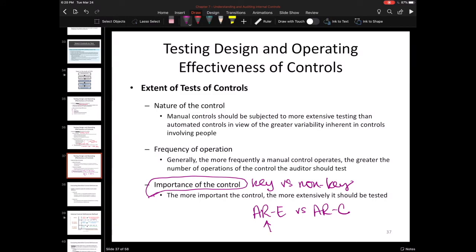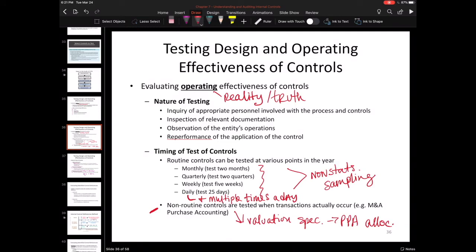And the nature of the control also plays into this. So manual controls are going to be tested much more heavily than automated controls. And remember, we talked about this in Chapter 6. We were saying, hey, if an IT system, if we conclude that it's not reliable, then we have to test all the outputs of the system as if they were manual controls too. And frequency of operation. So the more frequently it happens, usually the more we have to test it. We see that over here on this slide, right? The more frequent controls, we're testing them more. The less frequent controls, we get to test them less.